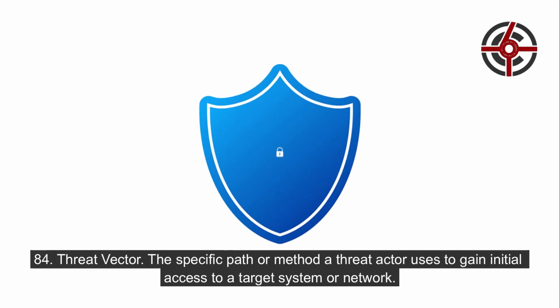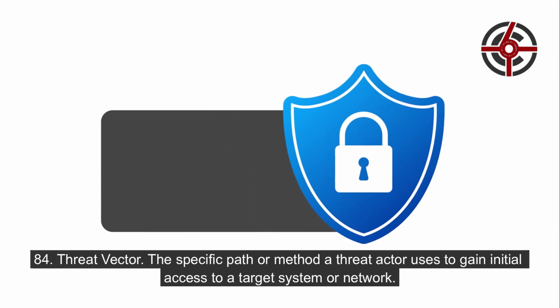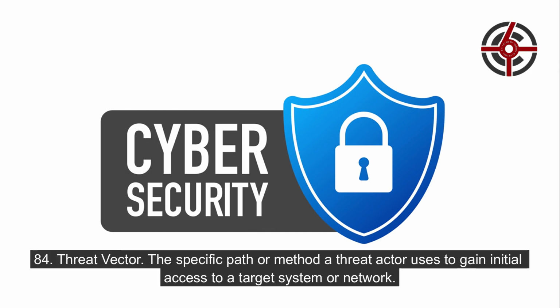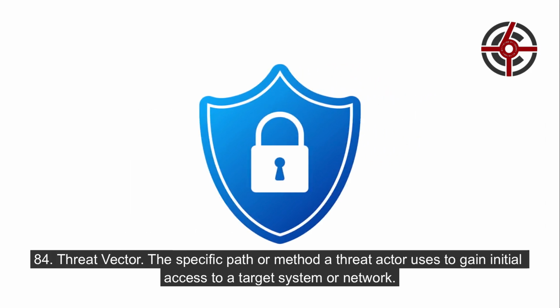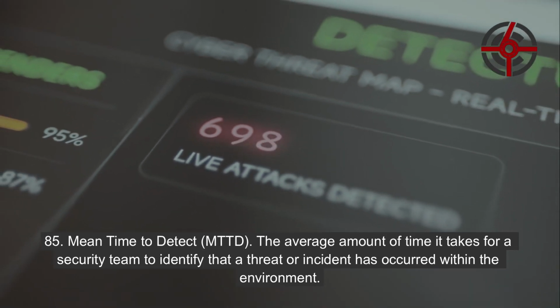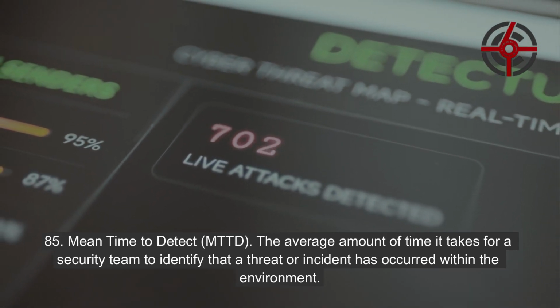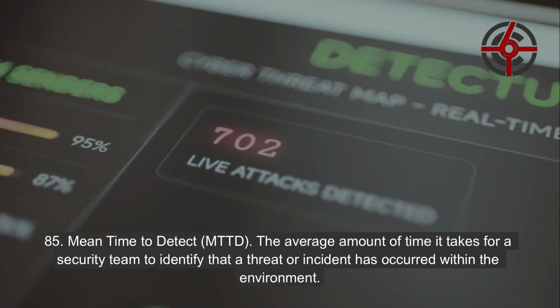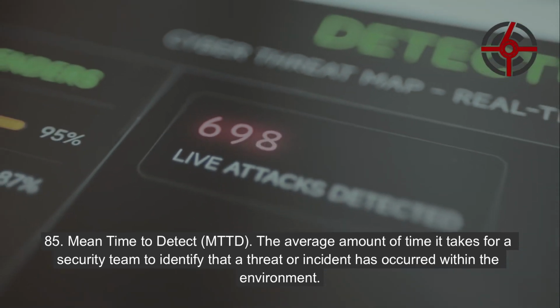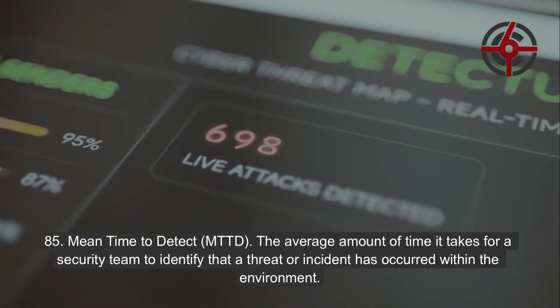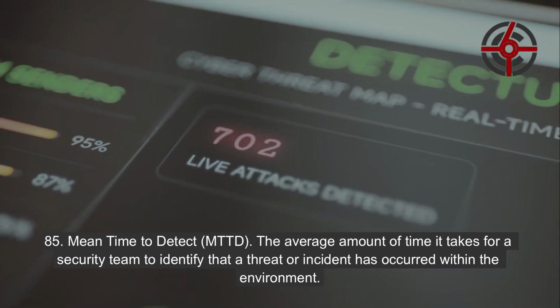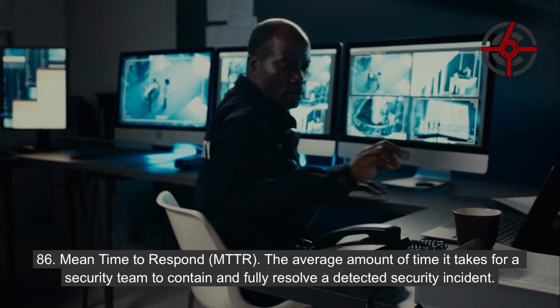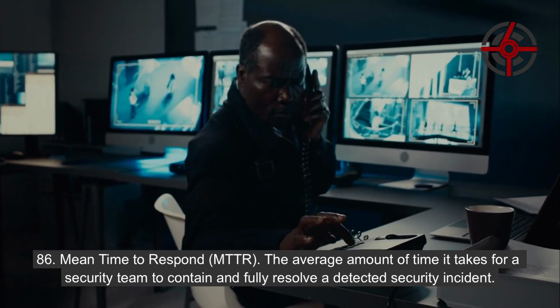84. Threat vector, the specific path or method a threat actor uses to gain initial access to a target system or network. 85. Mean time to detect, MTD. The average amount of time it takes for a security team to identify that a threat or incident has occurred within the environment.